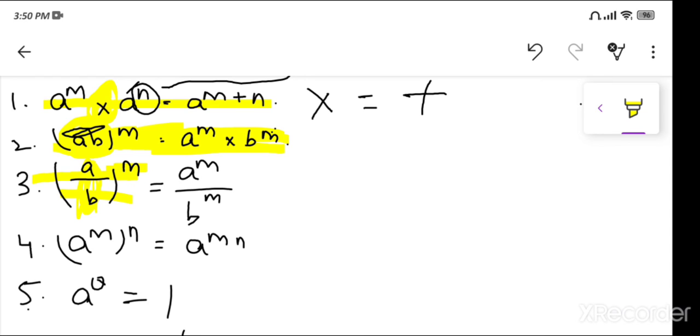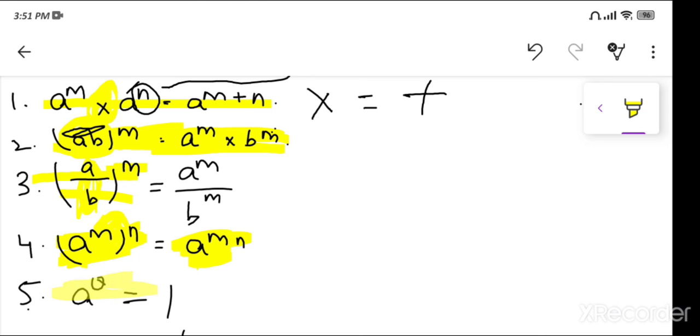So let's go into the fourth one. If you observe the fourth one, a power m, this whole power n. There are two powers here and the base is only one. So then you can multiply these powers, m into n, and the base is only one. So as I told you, a power mn. So that's it.